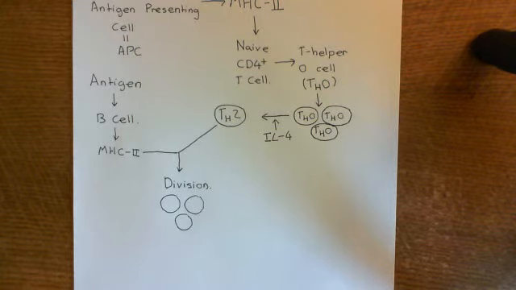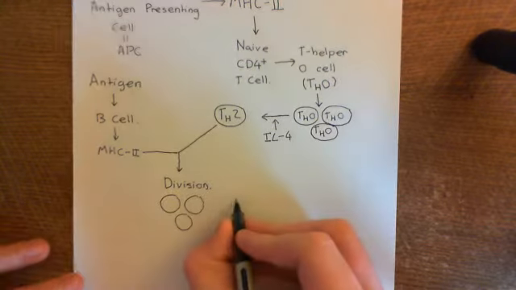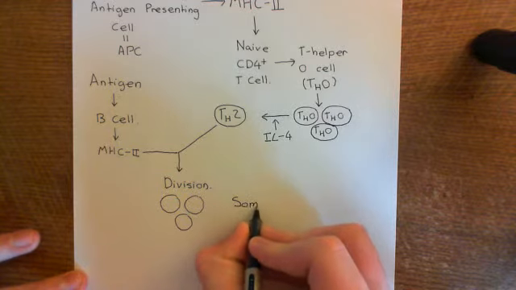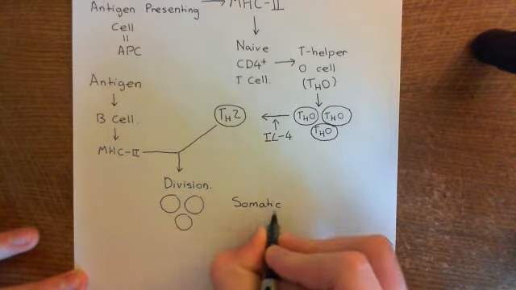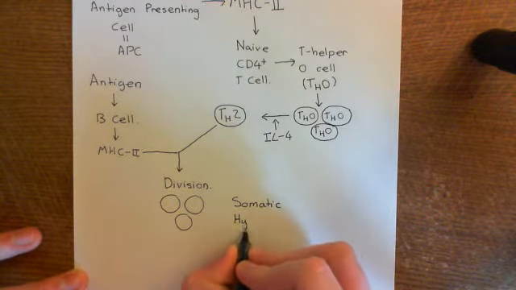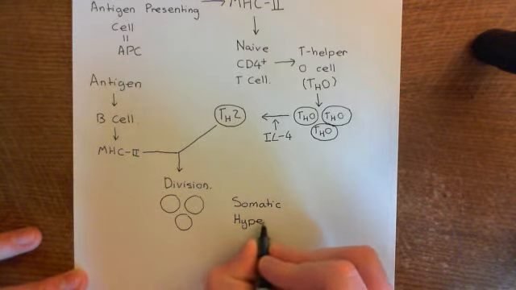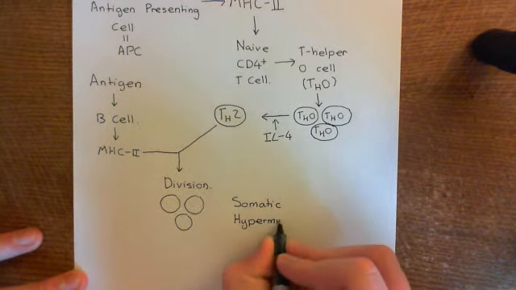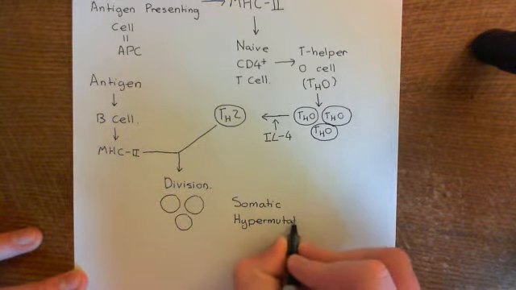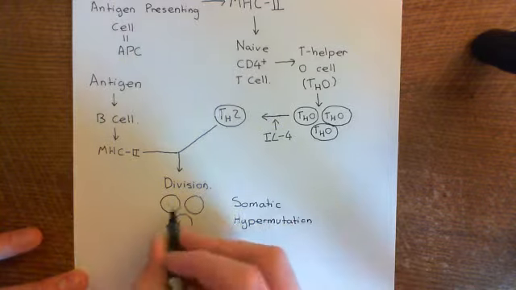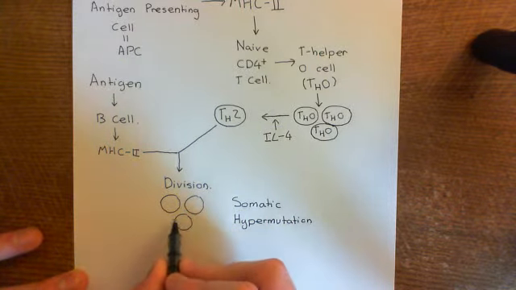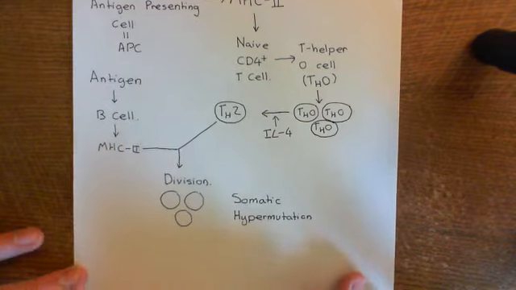And basically what happens is a process known as somatic hypermutation. Okay, and somatic hypermutation involves a mutation occurring in the B cell receptor. So basically all of these B cells are going to undergo slight mutations in their B cell receptor.